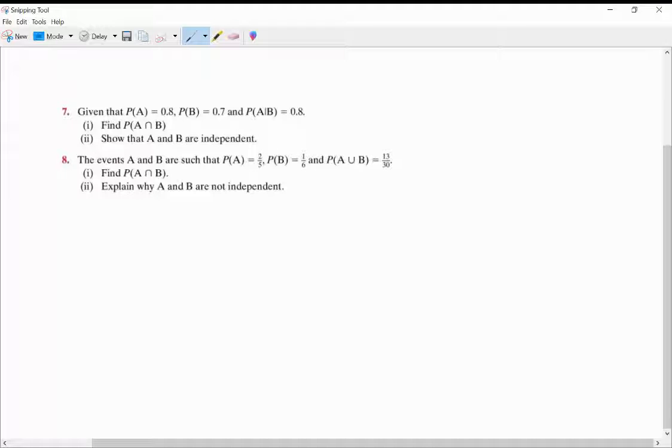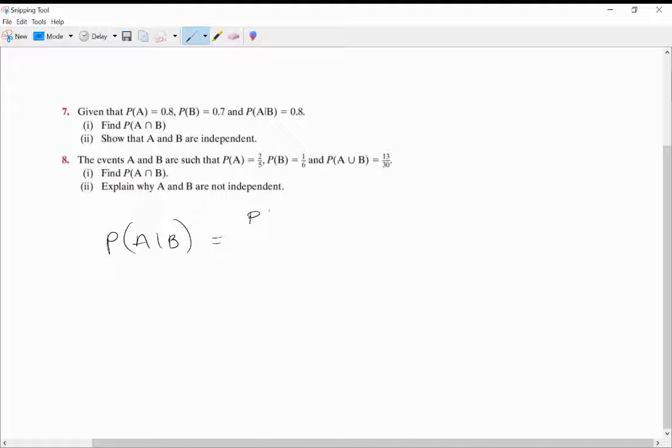Now, given that the probability of A is equal to 0.8 and the probability of B is equal to 0.7, and the probability of A given B is 0.8, find the probability of A intersection B and show that A and B are independent. So I suppose the first thing that we're going to write down is the formula for the probability of A given B. We would have learned this last year in the green book.